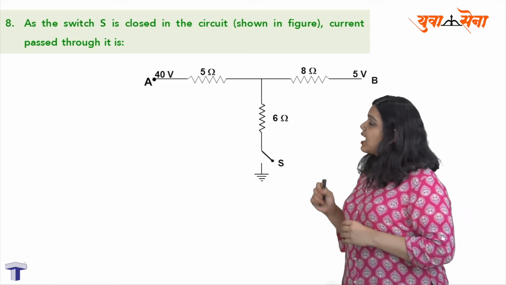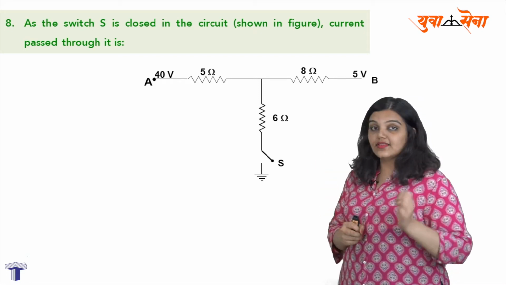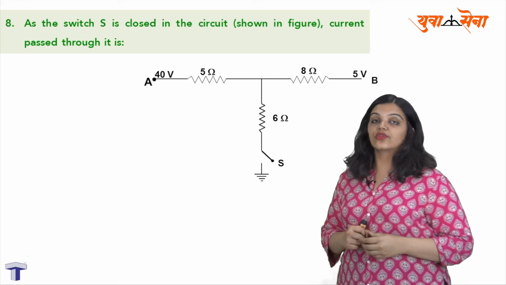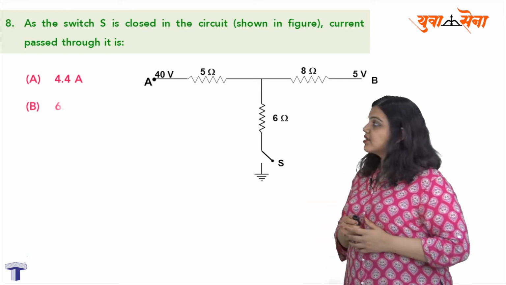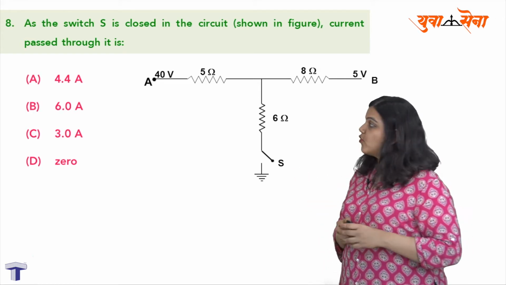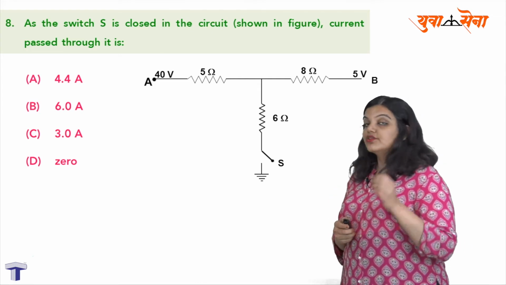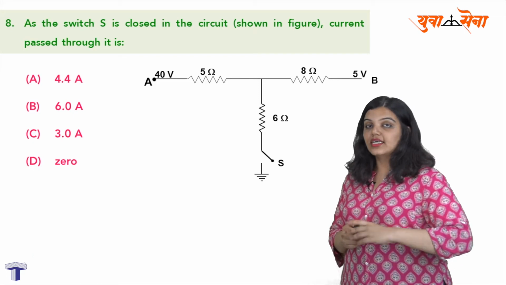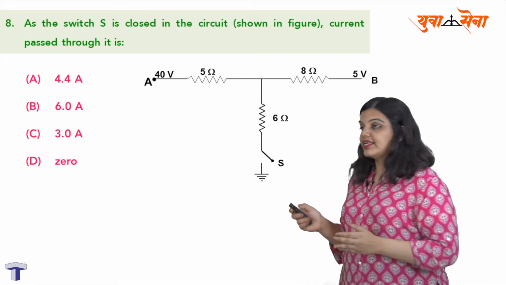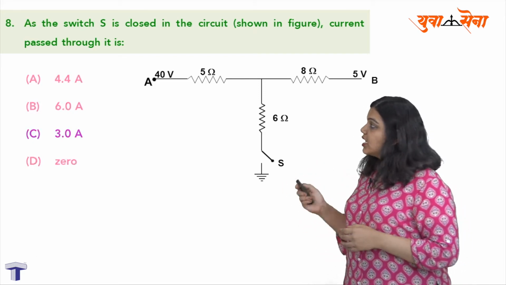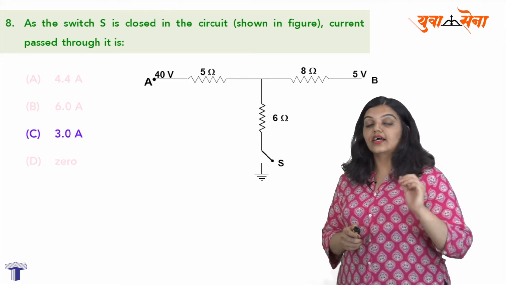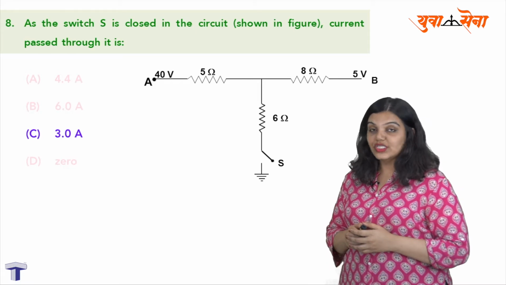The question says that as the switch S is closed in this circuit, we have to find out what is the current passing through this switch. And the options that are given to us are 4.4 ampere, 6 ampere, 3 ampere and 0 ampere. So we have to find out what is the current flowing through the switch when it is closed. The correct answer to this question is 3 ampere. Now let's find out how exactly we would get 3 ampere.